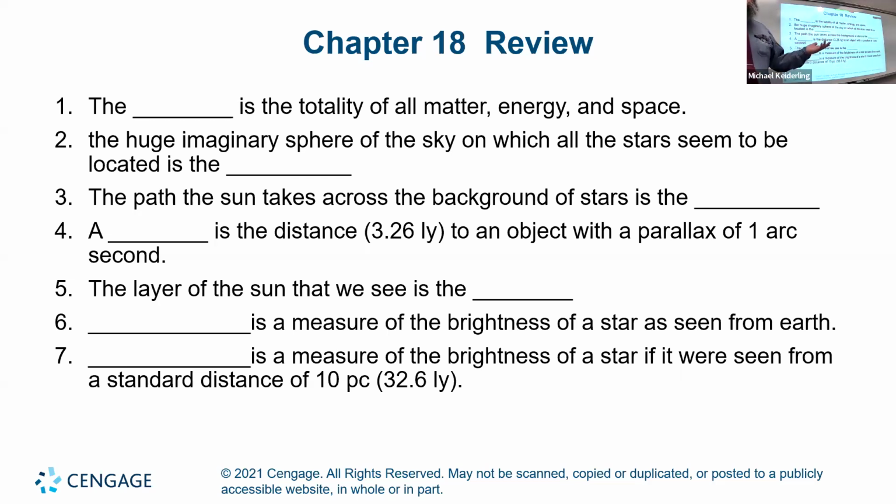The layer of the sun that we see is called the photosphere. Apparent magnitude is a measure of the brightness of a star as seen from Earth. If you were to measure the brightness of the star seen from a standard distance, which is 10 parsecs, that would be absolute magnitude. So apparent magnitude depends on the brightness of the star and how far away it is from you. Absolute magnitude corrects for distance and is the magnitude it would be if it was at a fixed distance of 10 parsecs, which is 32.6 light years.